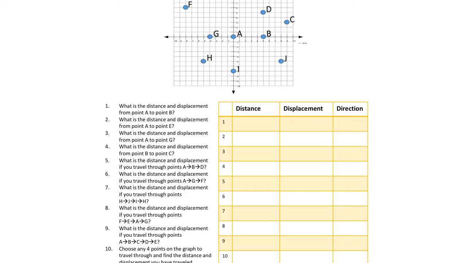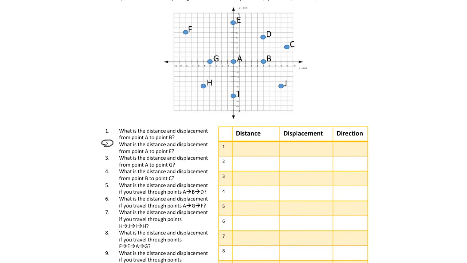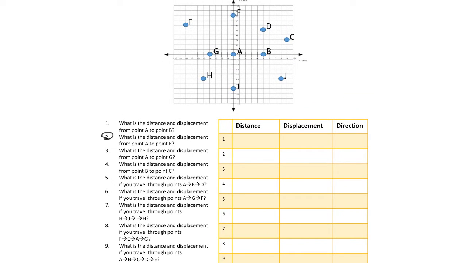So you guys did a good job when the lines were straight. An example would be number 2, when they go from A to, where's E? E must be way up top here. Hang on. Yep, A to E. All you have to do there is just count the tick marks for the distance. And obviously the distance and the displacement would be the same because you're not backtracking or going diagonal.